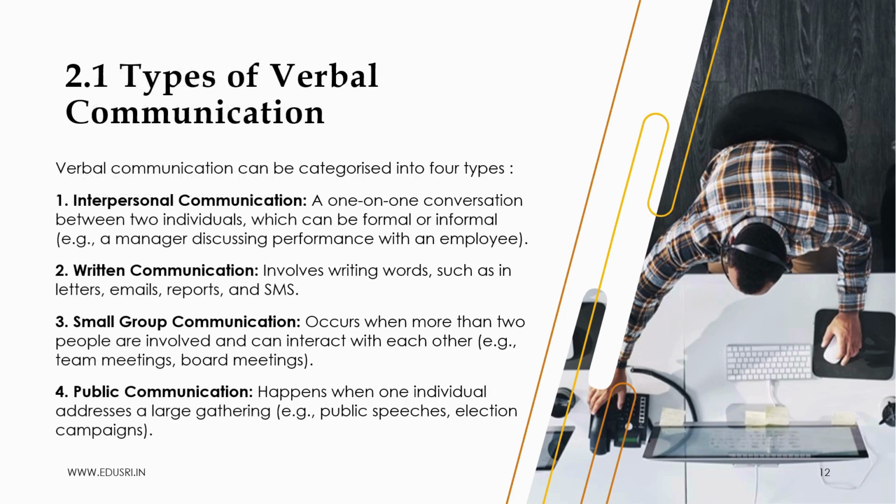Verbal communication can be grouped into four main types. First, interpersonal communication, a one-on-one conversation between two people, which may be formal or informal. Second, written communication, the use of written words such as letters, emails, reports, or messages. Third, small group communication. This happens when a few people interact together, like in team meetings or board discussions. And fourth, public communication, when one person addresses a large audience, such as in public speeches or election campaigns.